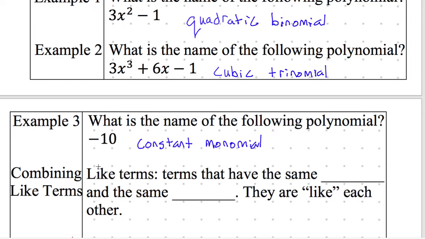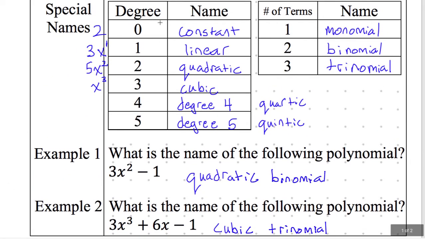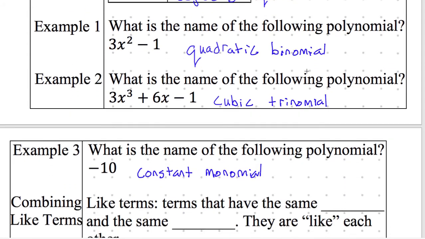You will be responsible for remembering everything in this table from 0 degree to 3 degree. You don't have to remember 4 and 5. Just remember degree 4, degree 5. And monomial, binomial, trinomial. That stuff will be on the test. It will be on the homework.